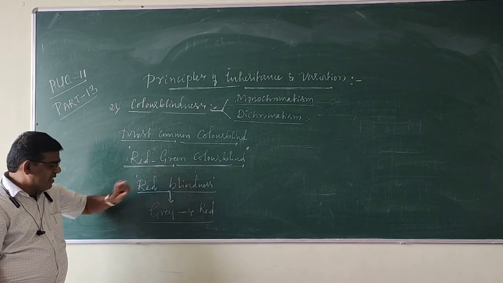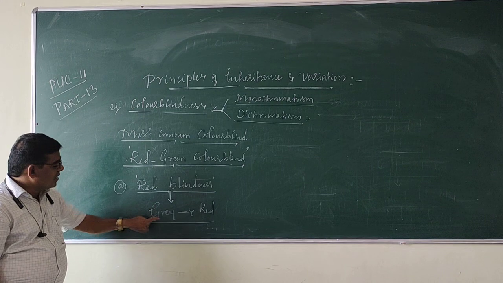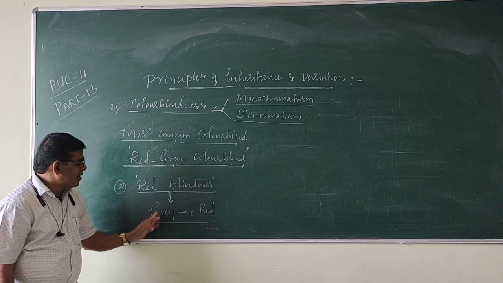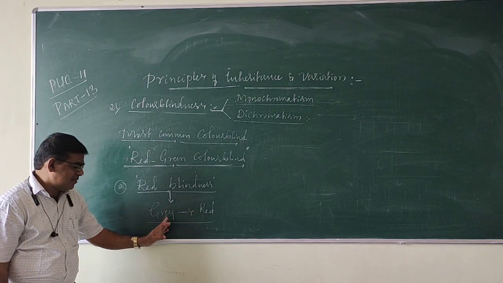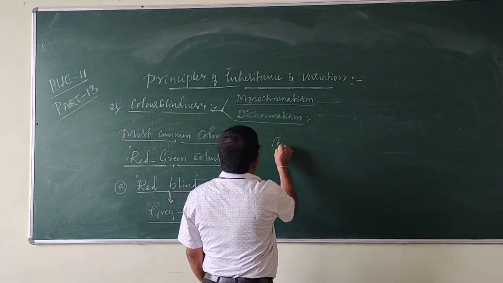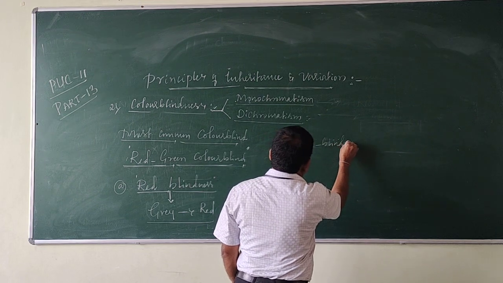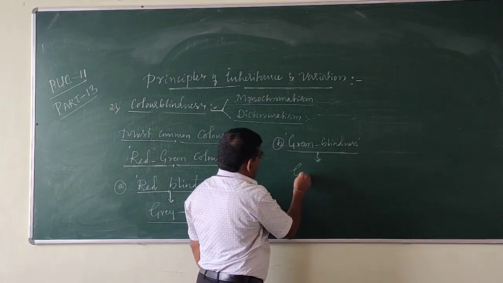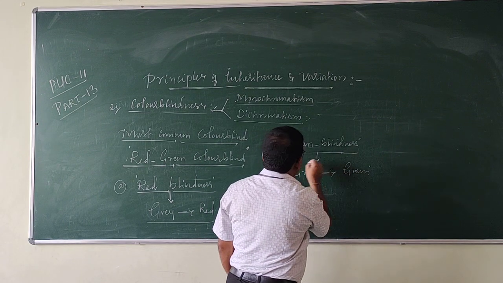The most common color blind is red green color blind. First one, red blindness. In red blindness, the individual identifies red color as gray, gray instead of red. Next one, green blindness. Here, the individuals identify gray color as green.